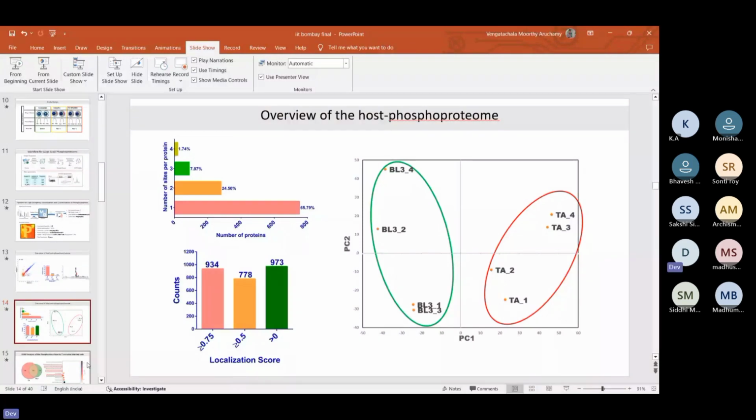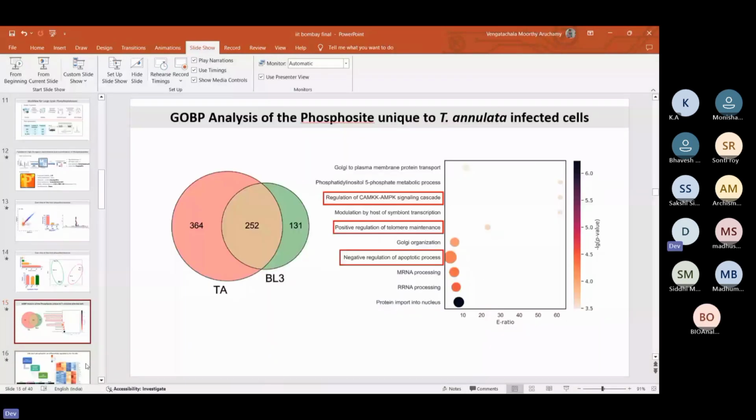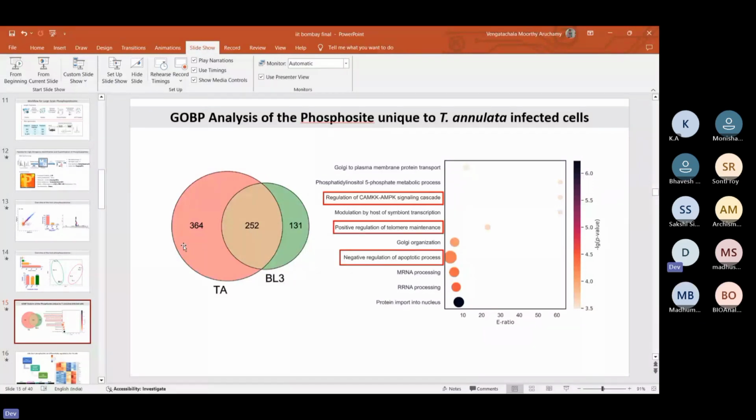Now coming to the data analysis, or what data we got from our whole phosphoproteome. The first thing we looked into is how many phosphosites are unique to infected samples, how many are common between the uninfected and infected ones, and how many are unique to the uninfected one. The majority of the proteins, around 364 proteins, which span around 600 phosphosites, are unique to Theileria annulata infected samples.